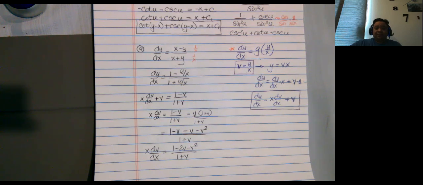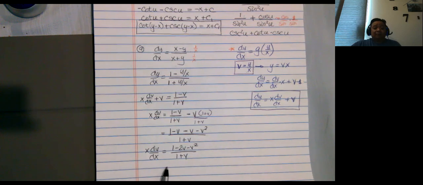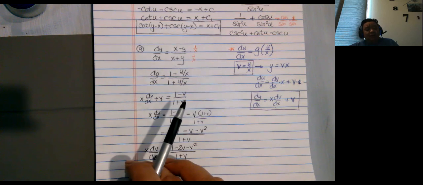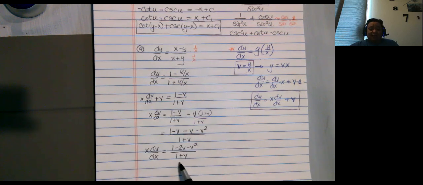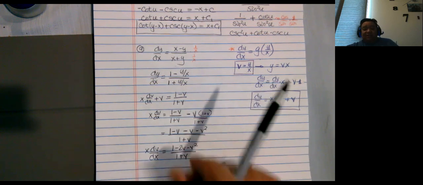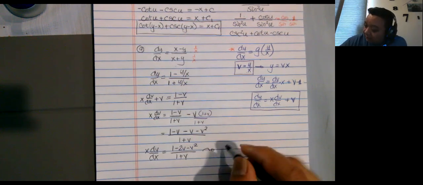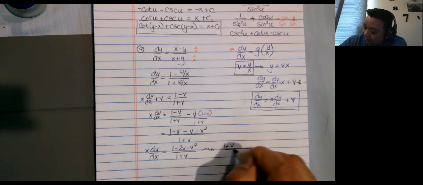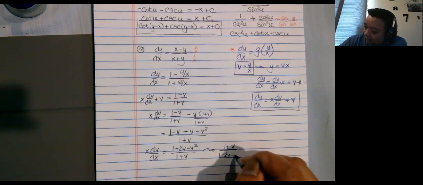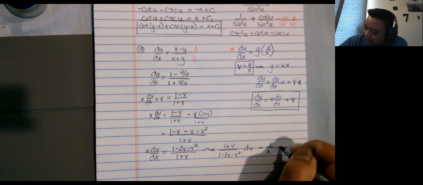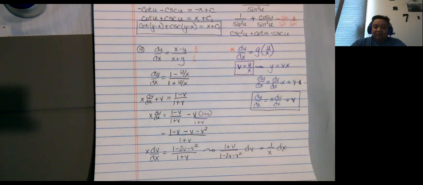Okay. All right, now this is separable, right? So everything here is v. I can just divide the whole thing on that side and then divide the x on this side as well. Obviously, this one will flip because you're dividing. And this is what you end up getting. A 1 plus v over a 1 minus 2v minus v squared dv is equal to 1 over x dx.